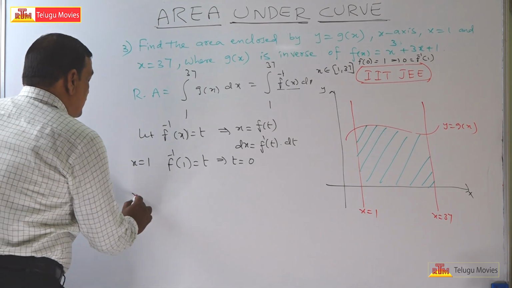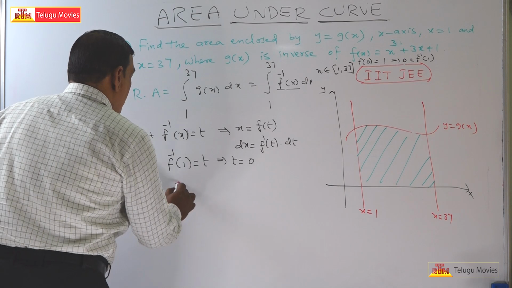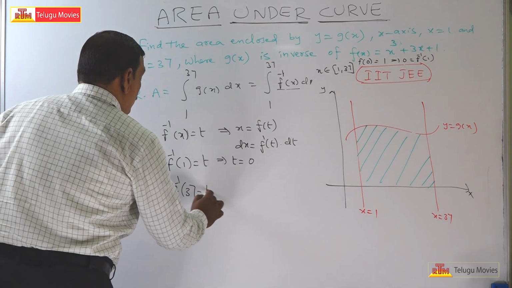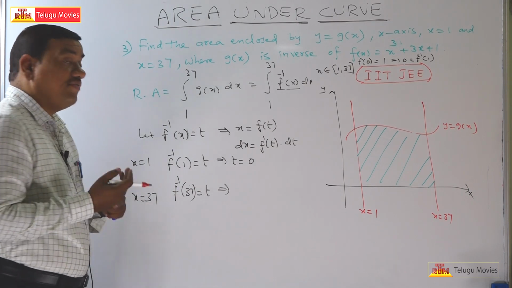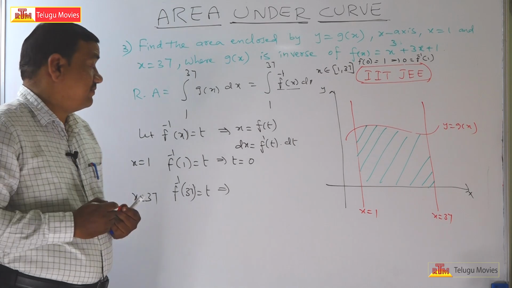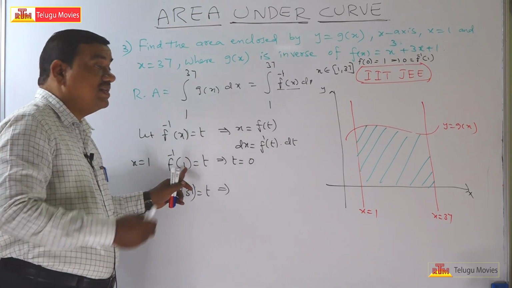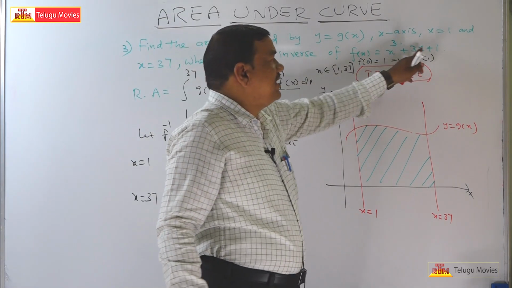When x is equal to 37, f inverse of 37 is equal to t. Then what is the value of that? f inverse of 37 means what? What is the pre-image of 37? So f inverse of 1 means what? What is the pre-image of 1?